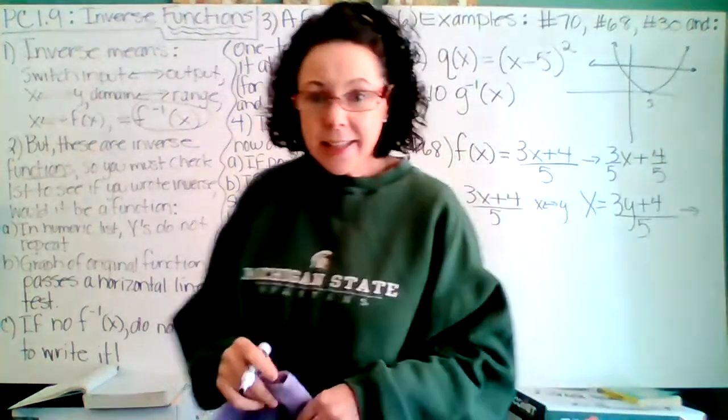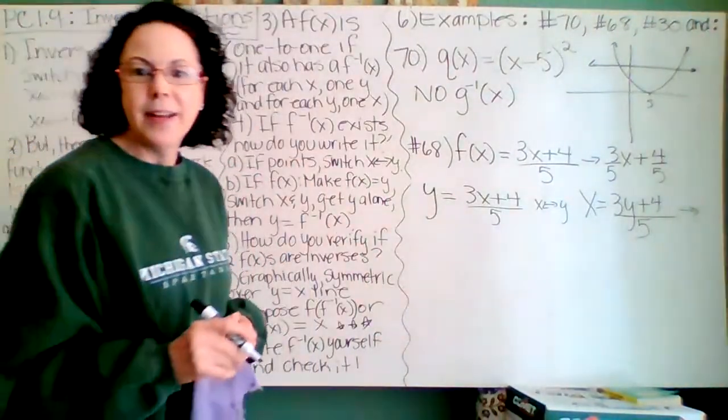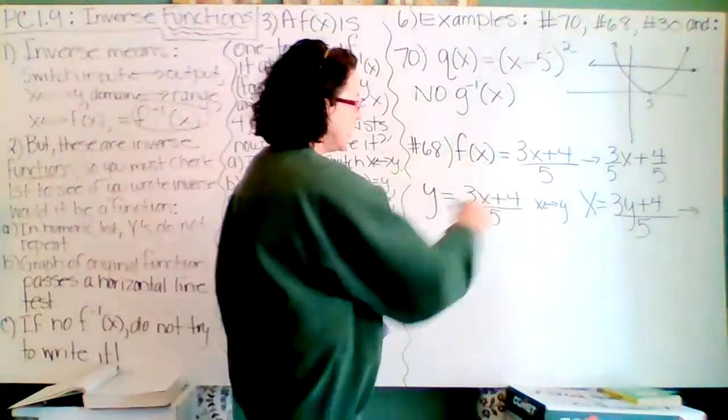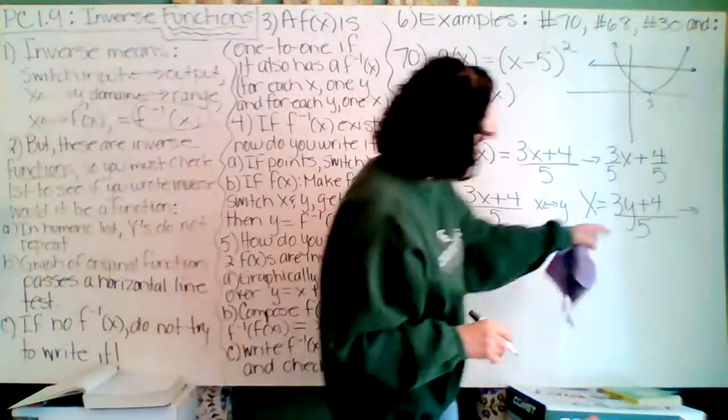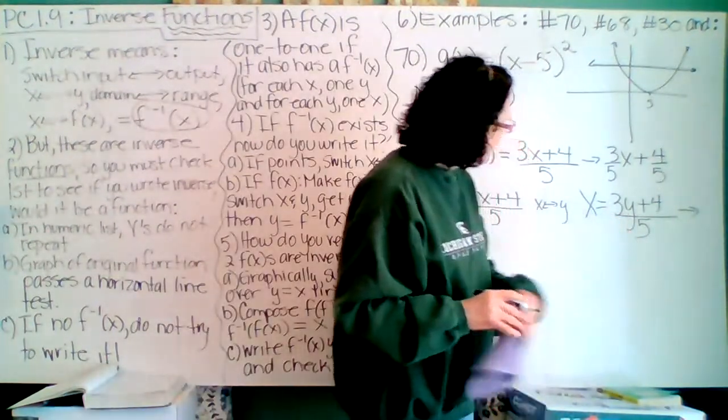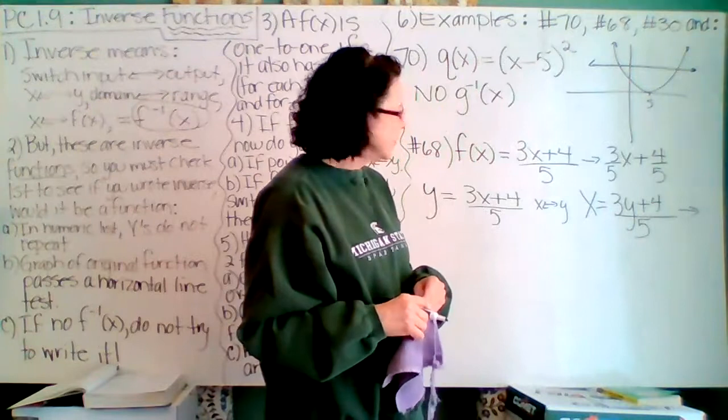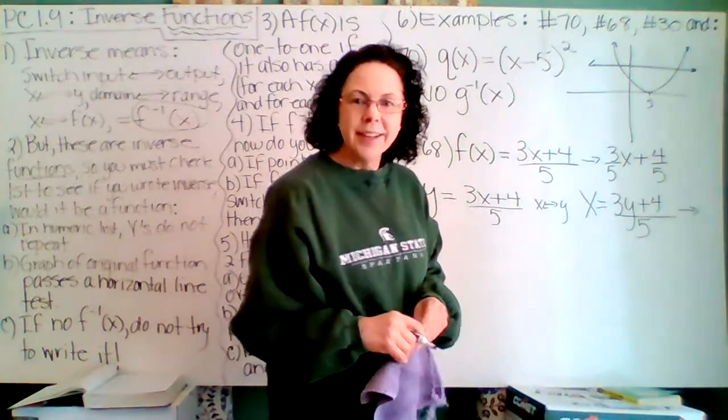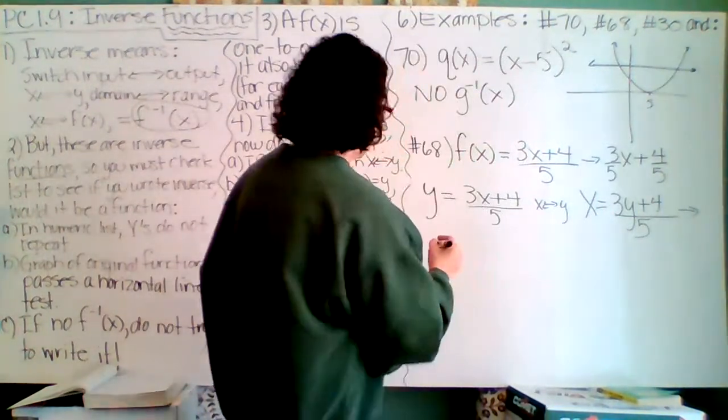That, in fact, is the inverse, but we like the y alone. So I'm going to multiply both sides by 5. I'm going to work to get this y alone. Notice I'm going to have to multiply both sides by 5, subtract a 4, divide by 3. That's what I'm going to be doing now.